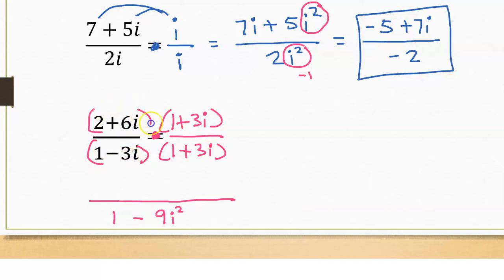In the numerator, I'm going to actually do the distributive property. So I'm going to distribute the 2. And that gives me 2 plus 6i. And then I'm going to distribute the 6i. All right, 6i times 1 is 6i. And 6i times 3i is 18i squared. Okay, we know that i squared is negative 1.